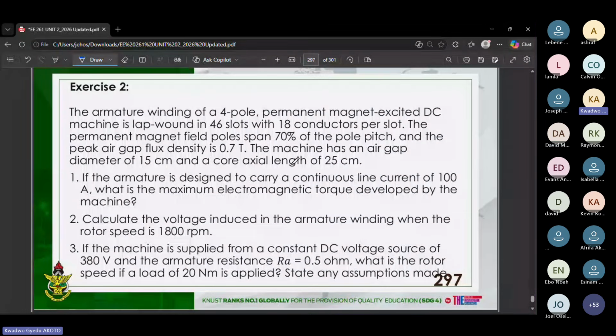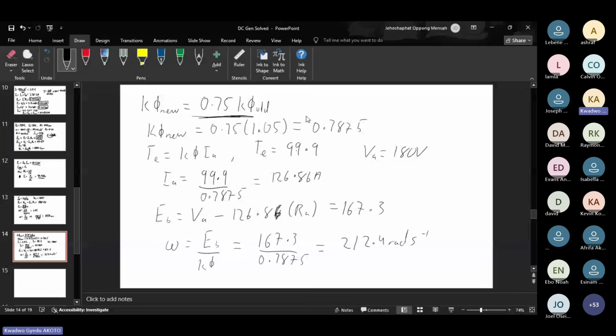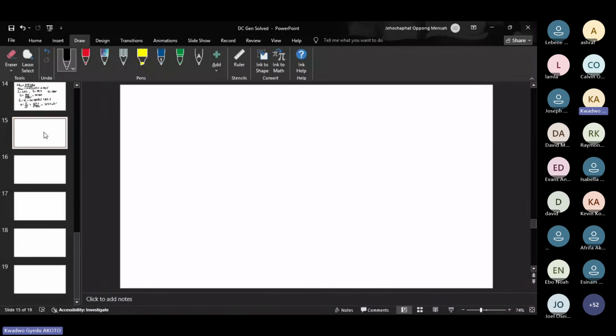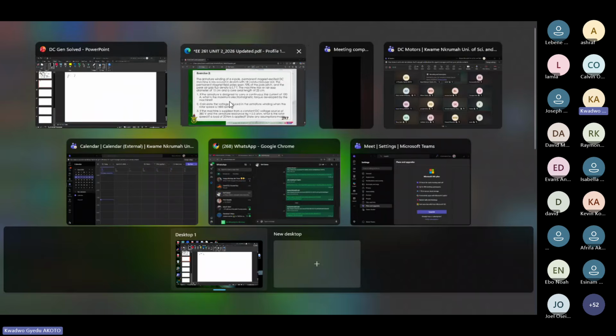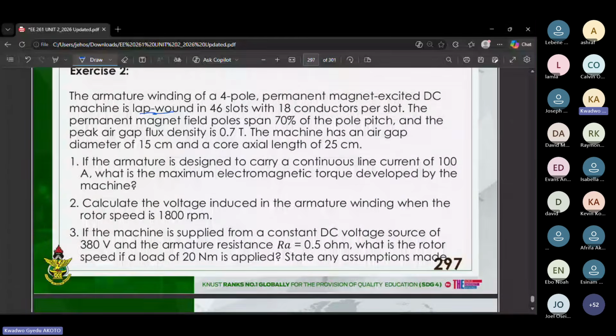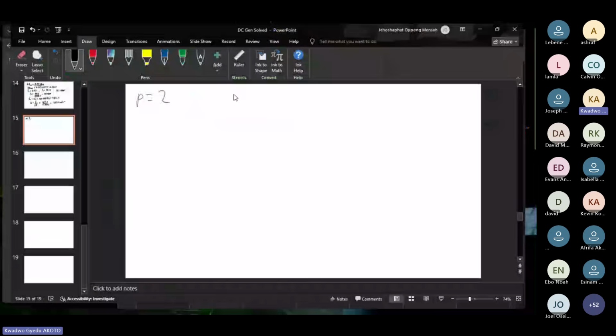Okay, so let's get into this. I would like to write down a few of the parameters before I get into this question. We know that the machine has 4 poles, right? So number of pole pairs is 2, and it is lap wound, so A is equal to P.